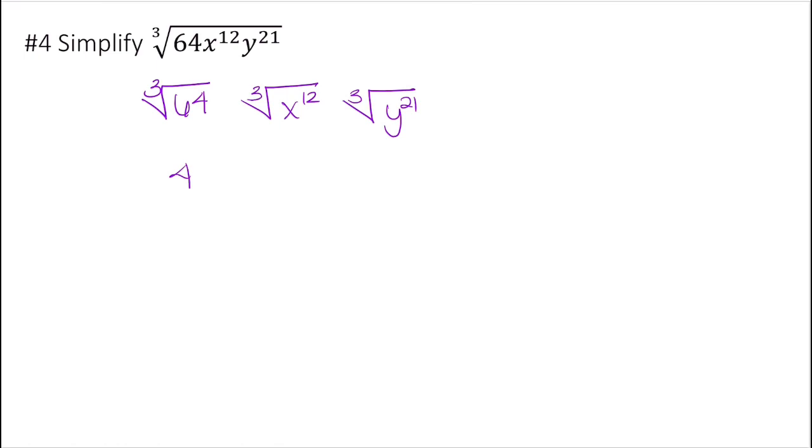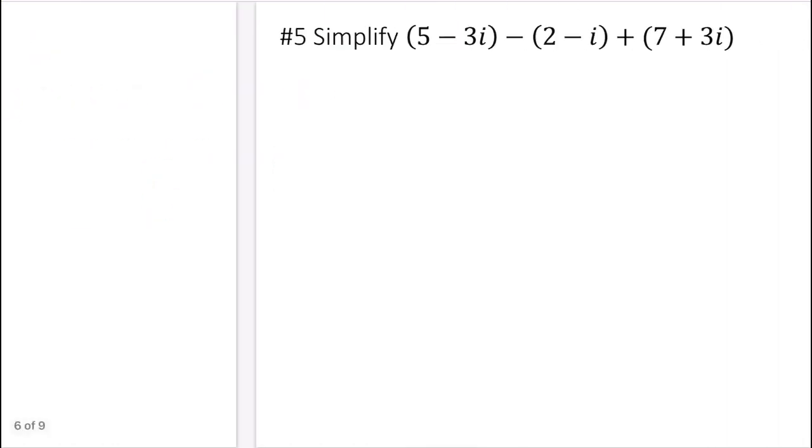X to the 12th, I'm going to see if 12 is divisible by 3, and it is. So 12 divided by 3 is 4, so I have x to the 4th. 21, I'm going to check if it's divisible by 3, and since it is, I just do 21 divided by 3, and I get y to the 7th. So this is now my fully simplified answer.